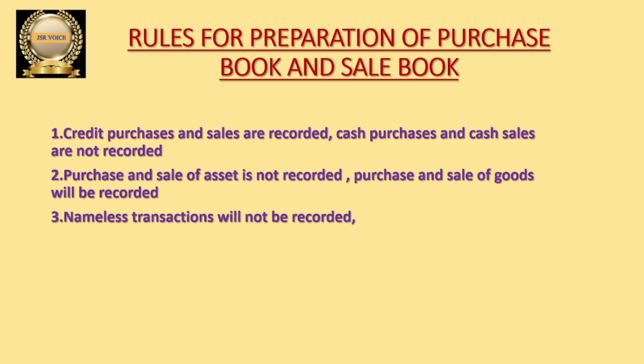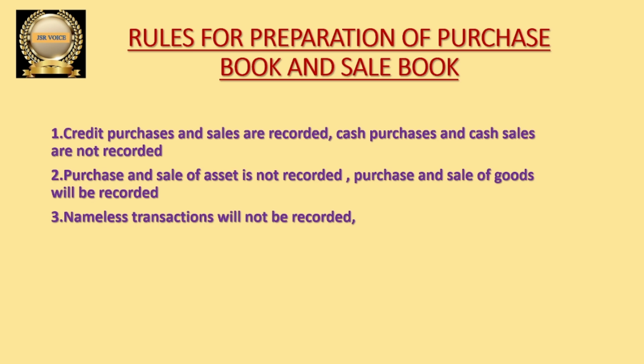is purchase and sale of assets is not recorded. If the business is purchasing or selling any asset, we should not record those. Assets means what? Furniture and fittings, plant and machinery, land and buildings, motor van. These all are assets. If the business is purchasing any asset, that should not be recorded here in the subsidiary books. Only purchase and sale of goods will be recorded. If the business is purchasing or selling any goods, that will be recorded. Asset related transactions we should not write in the purchase book as well as in the sales book.